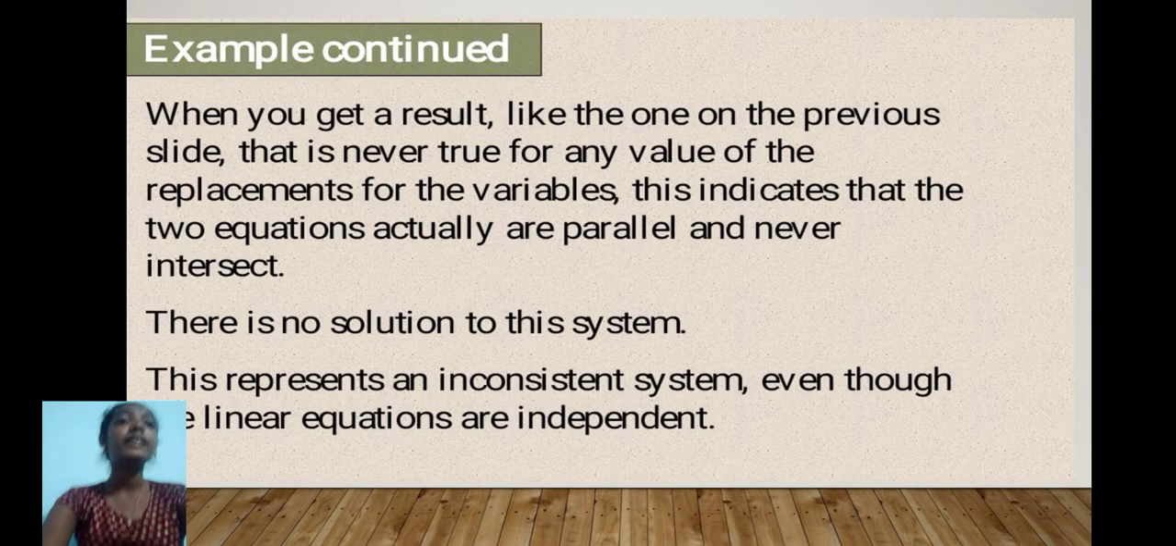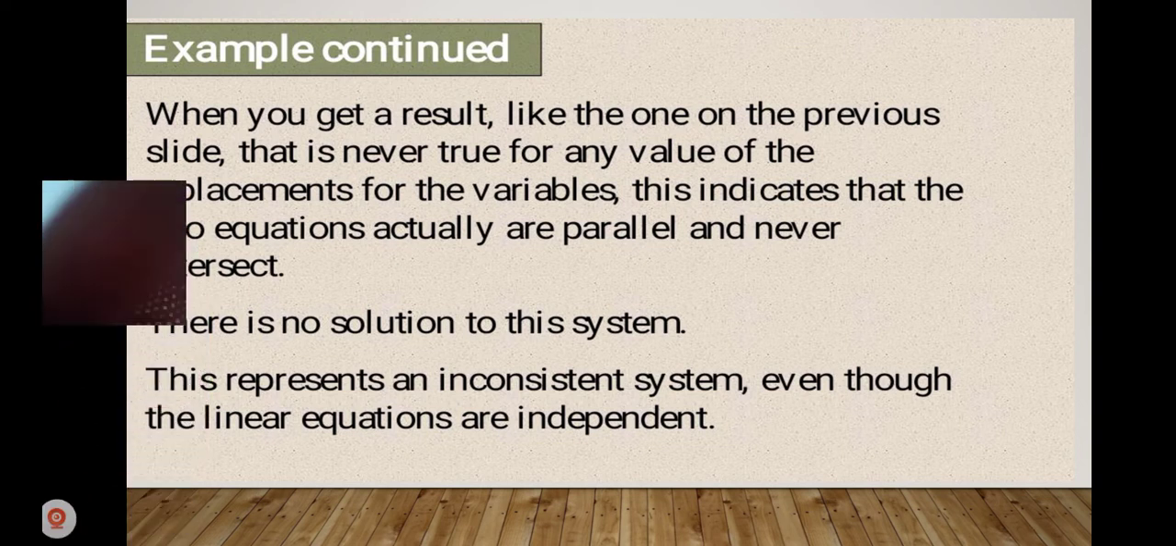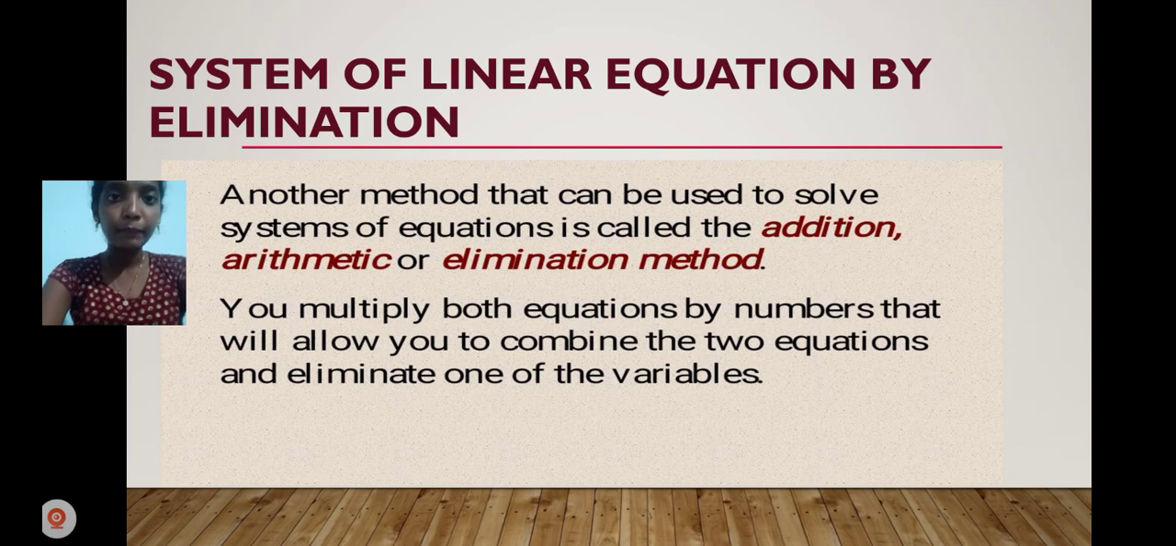When you get a result like the one on the previous slide, this is never true for any values of the replacements for the variables. This indicates that the two equations actually are parallel and never intersect. There is no solution to this system. This represents an inconsistent system, even though the linear equations are independent.